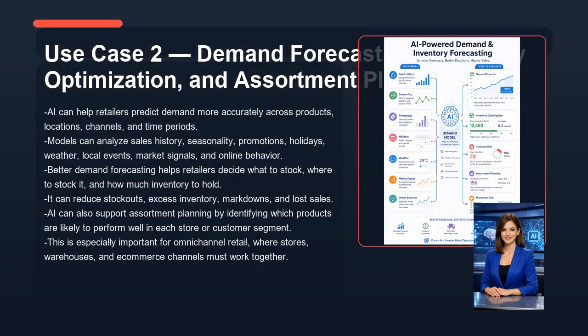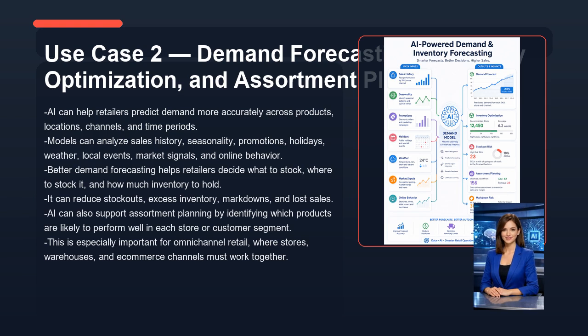Now let's look at use case 2, demand forecasting, inventory optimization, and assortment planning. AI can help retailers predict demand more accurately across products, locations, channels, and time periods. Models can analyze sales history, seasonality, promotions, holidays, weather, local events, market signals, and online behavior. Better demand forecasting helps retailers decide what to stock, where to stock it, and how much inventory to hold.